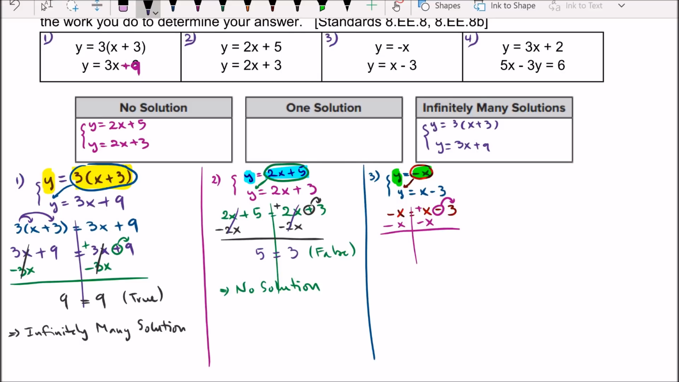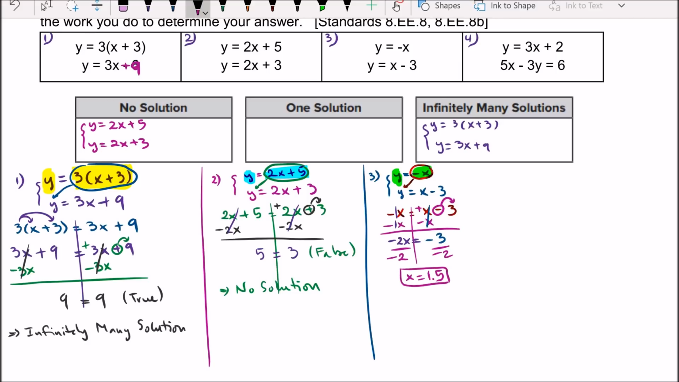Okay. Negative 1x minus 1x gives you negative 2x, equal to positive x minus x is 0, so they cancel each other out. That gives you negative 3. Okay. Our next step is to divide both sides by negative 2. x equals negative over negative is positive, and 3 divided by 2 is 1.5.